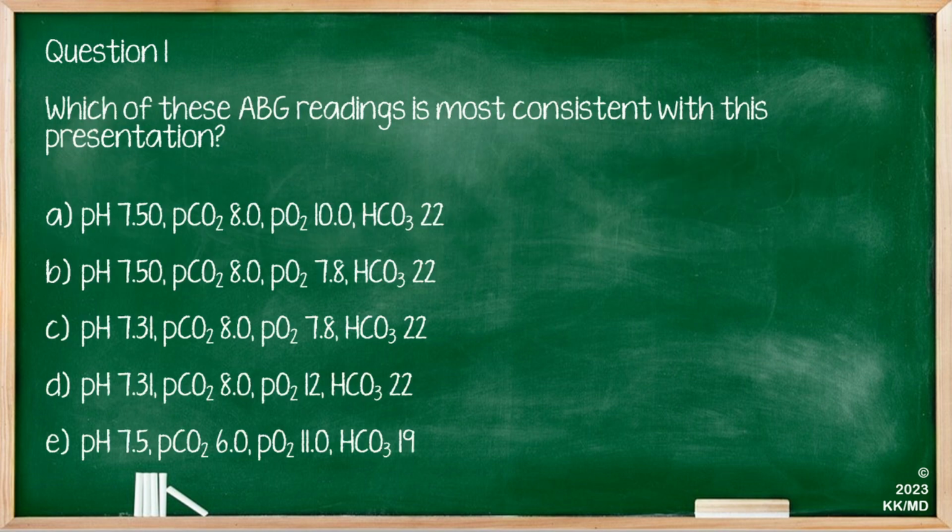So I'll give you guys a minute to read all of these. But having a look at these, option A is pH of 7.5, PCO2 of 8, PO2 of 10, bicarbonate of 22. Option B is a pH of 7.5, PCO2 of 8, PO2 of 7.8, and bicarbonate of 22. Option C is a pH of 7.31, PCO2 of 8, PO2 of 7.8, and bicarbonate of 22. Option D is a pH of 7.1, PCO2 of 8, PO2 of 12, bicarbonate of 22. And option E is a pH of 7.5, PCO2 of 6, PO2 of 11, and bicarbonate of 19.